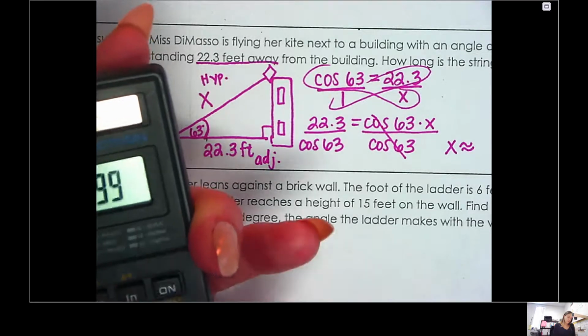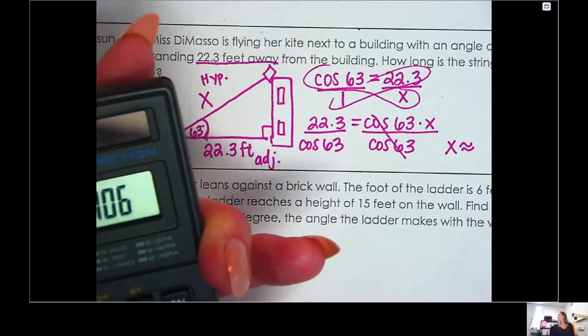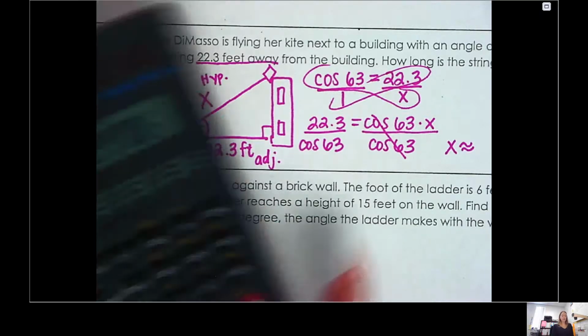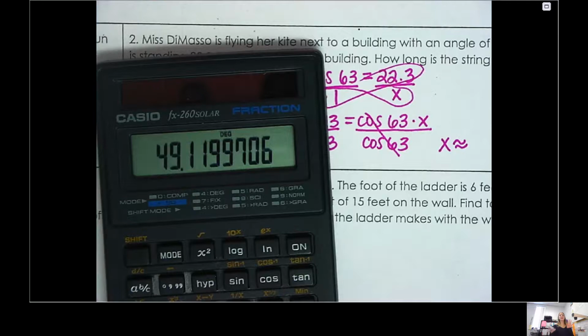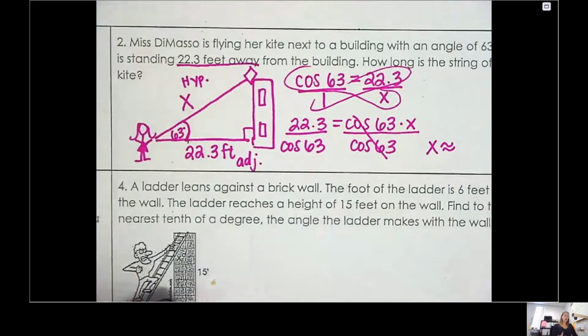What did you get? 49. Cool, perfect. 49.1. And what are we talking about? Feet. 49.1 feet. Good. If you don't put feet, it's wrong.